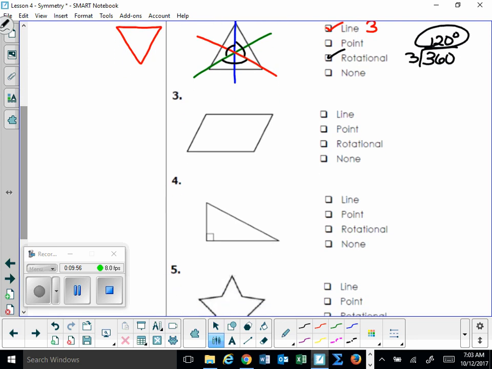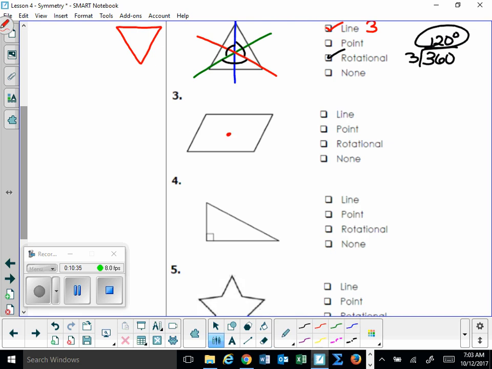Number 3, you have a parallelogram. Let's see. No, that doesn't work. Let's try another line of symmetry. Not going to fold in half equally. What if I try on the diagonals? Nope, still doesn't work. When I fold that up, I will end up with something like this. So, no line symmetry.